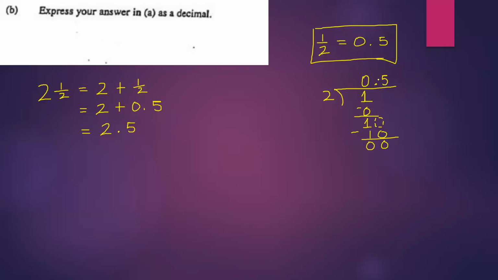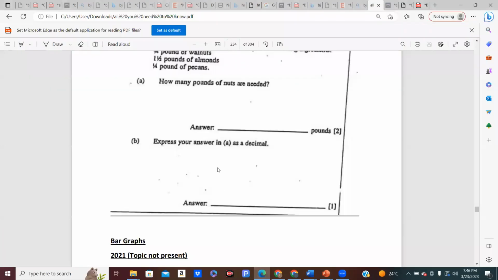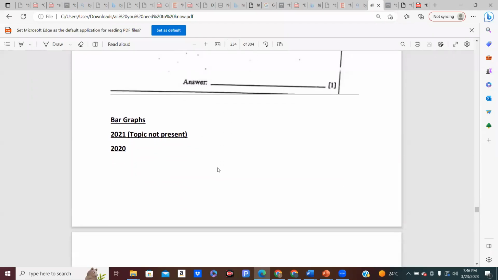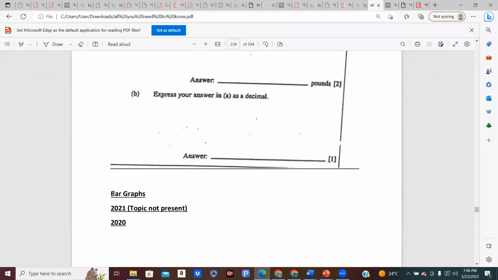Okay. Makes sense? Good. So that means that we are officially done with fractions. So if you use 1.5, you would get it wrong. Yes, you get it wrong. It's not 1.5.